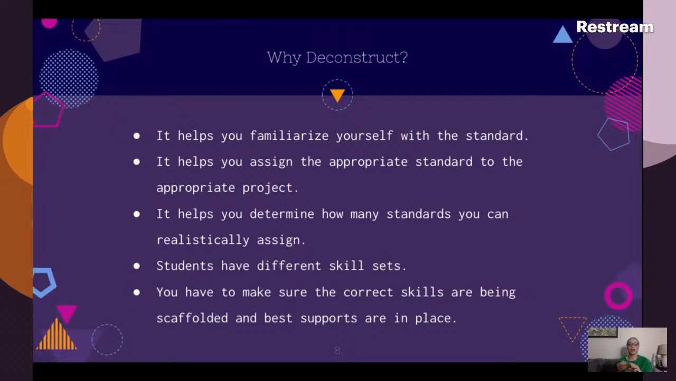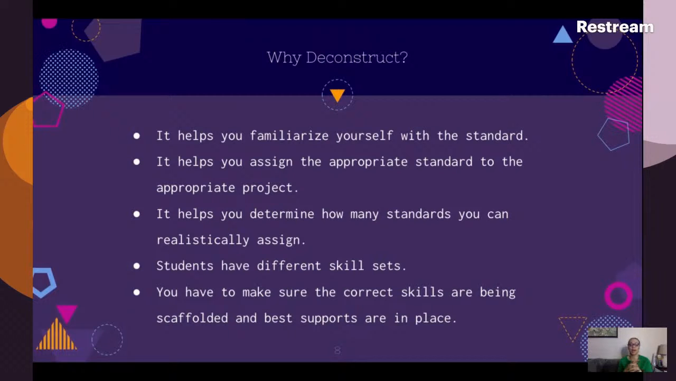Number two, it helps you to figure out how to assign the appropriate standard to the appropriate project or assessment, whatever you want to use, because oftentimes we'll do that backwards. You should begin with the end in mind, but oftentimes people just say, oh, I love this project. It's a great idea. I really want to do that. And then they pick the standards that they think align to it. And it should be the reverse. You should know what your priority skills and standards are initially, and then you can figure out the best way to make sure those things happen. And sometimes they align with projects, sometimes they don't. And then you have to make a hard decision there.